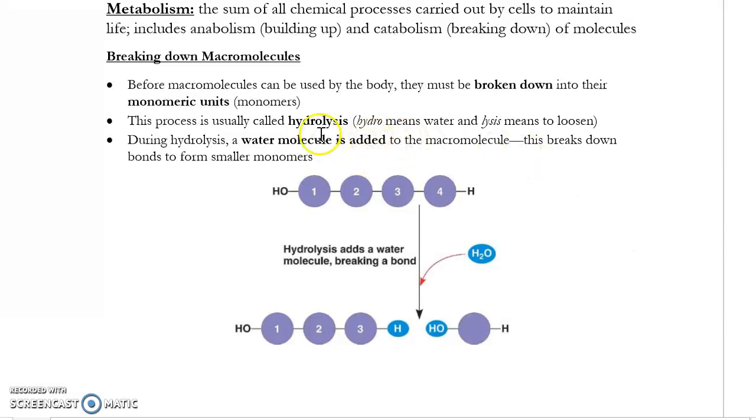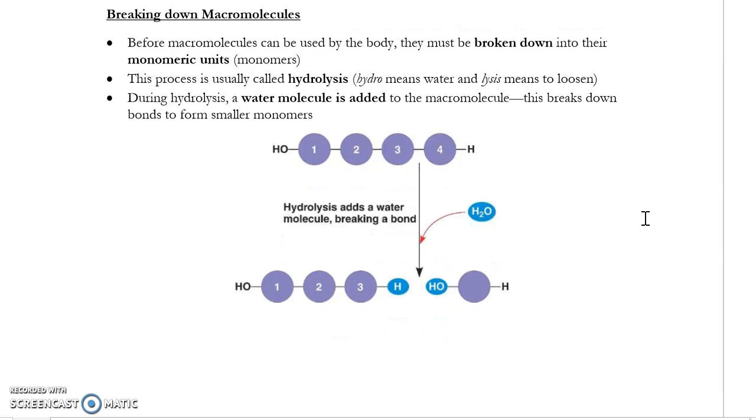So if we break down words, because remember, biology is all language, hydro is water, lysis means to loosen things, or to break. So the lysis of a cell, we've learned, breaks the cell or kills the cell. So in hydrolysis, what you're looking at is you have some sort of macromolecule here, and by using water, we are breaking it up into smaller units.